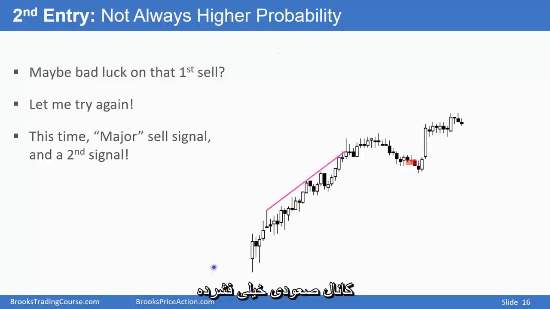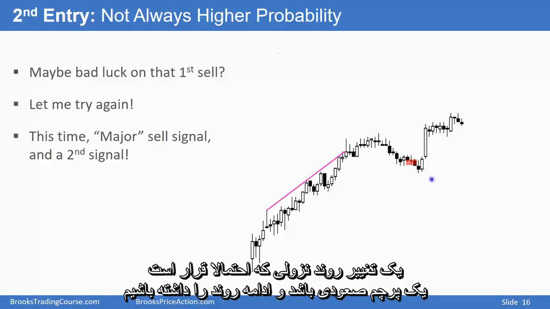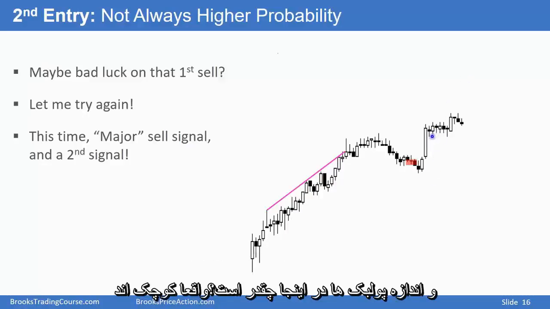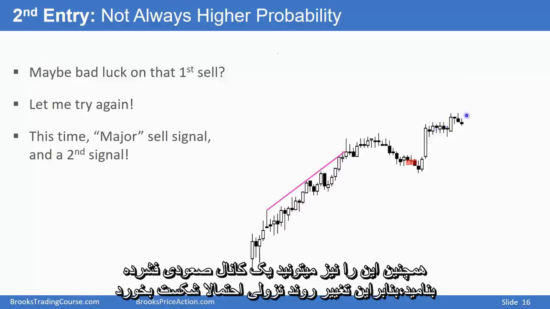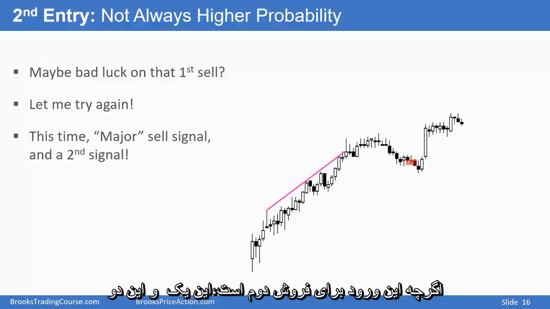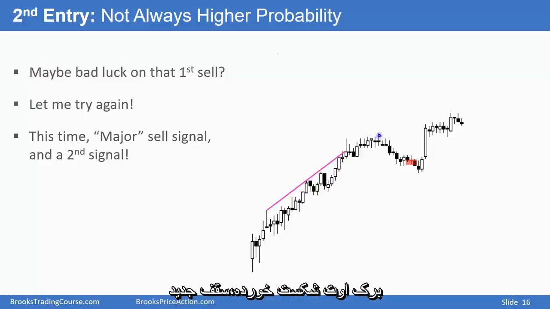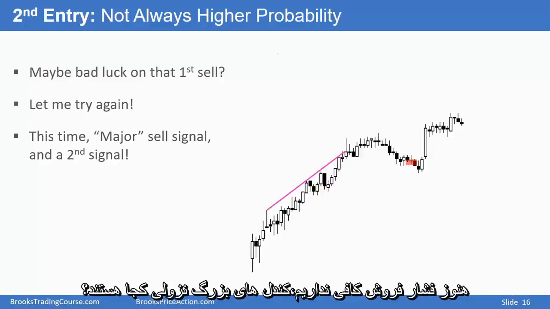Very tight bull channel. A bear reversal is probably going to be a bull flag, and we're going to resume up. And then how big are the pullbacks up here? Really small. You can also call this a tight bull channel, and therefore the reversal down will probably fail. Even though this is a second entry sell, first entry, second entry, failed breakout, new high, it's still not enough selling pressure.